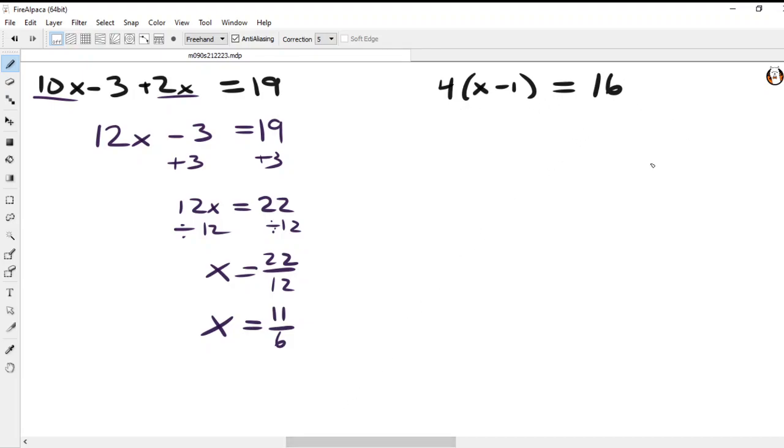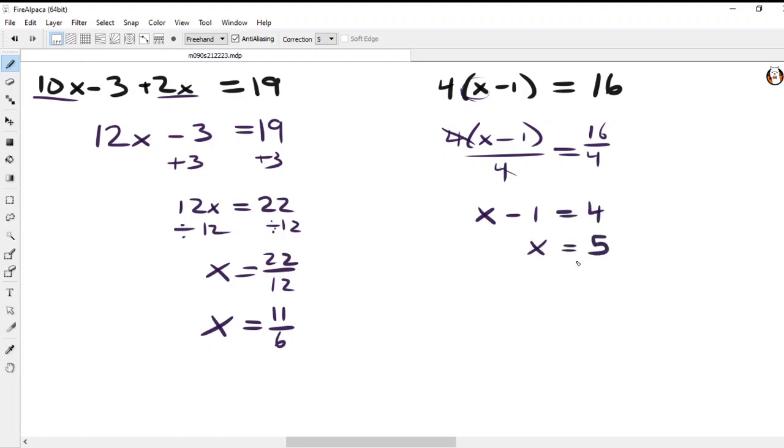What about this problem right here? Typically, we'd say to distribute, but since there's only a single term with an x, we can actually take 4 times the quantity x minus 1, divide it by 4, and these 4's reduce out, leaving just that x minus 1, leaving just that binomial. And 16 divided by 4 is 4, so x is equal to 5.